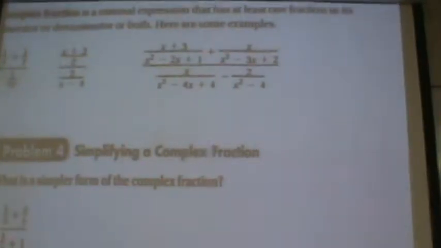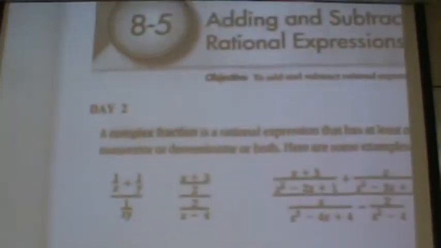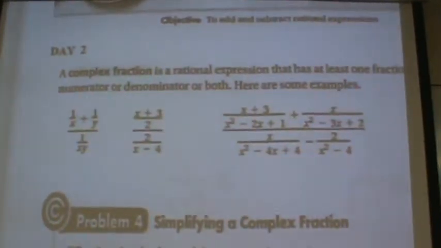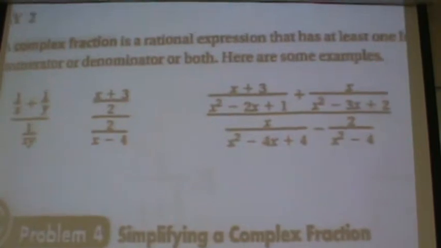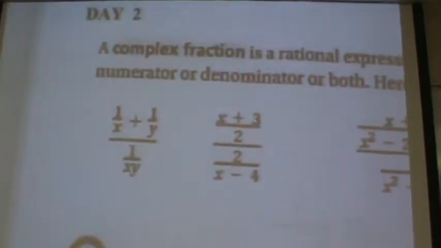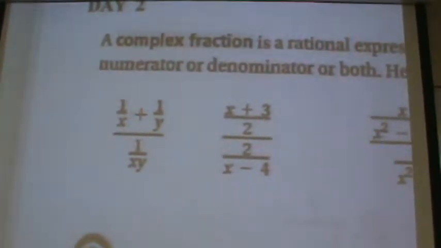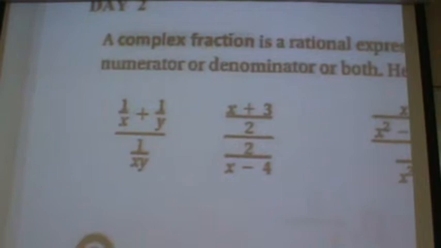Today, we are talking about adding and subtracting complex fractions. What is a complex fraction? It's a fraction with a fraction over a fraction. These are all examples of complex fractions right here. A complex fraction is a rational expression that has at least one fraction in the numerator or denominator, or it could be both.